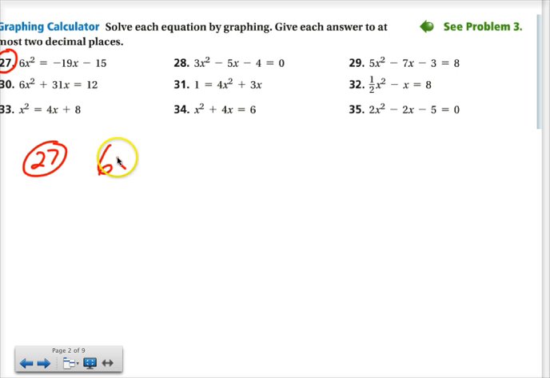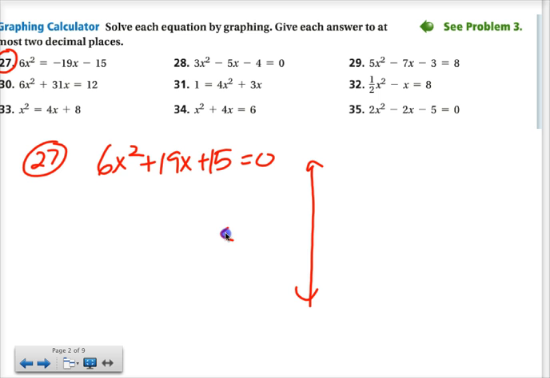And what you need to do is move your 19x and your 15 over to the other side. And then you'd want to go ahead and graph it. And when you do that, on your graphing calculator, you get something that looks kind of like this. But it's hard to see because on your calculator with the window set at what it is, it's hard to see that there's an actual crossing going on there.